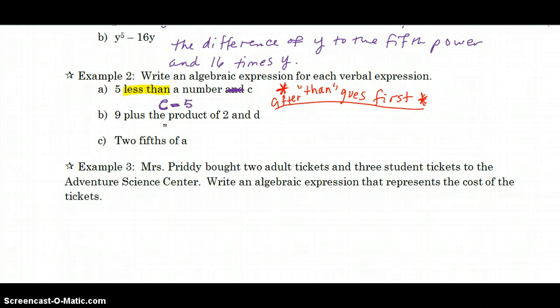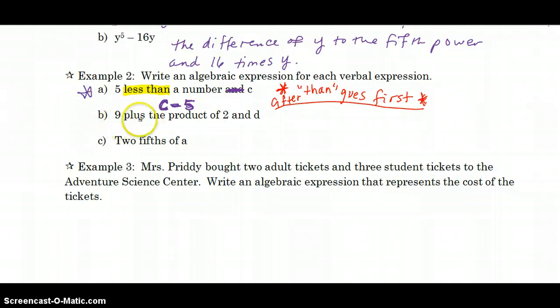See how that works? It's very important on a less than problem that you put this in the correct order, or you may end up with a negative answer when it's not supposed to be negative. So 5 less than a number c. Anything after than goes first. So the c goes first. Remember that. We're going to work on that several times in class.